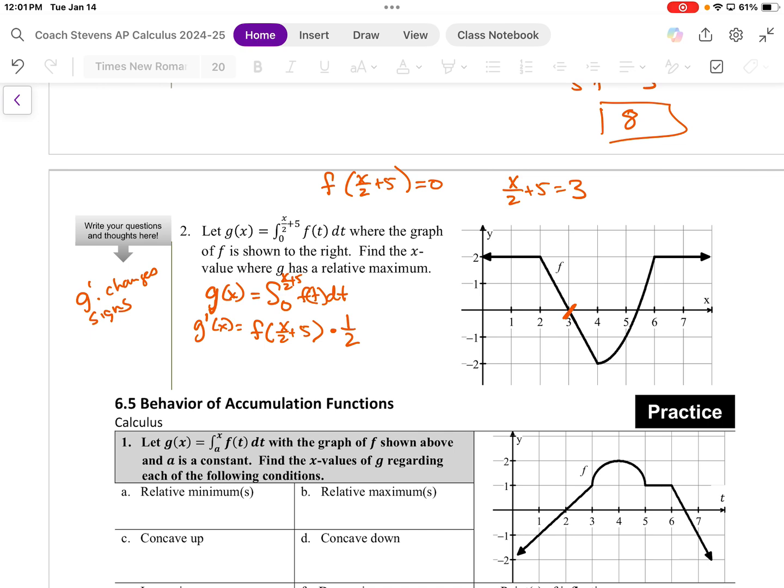So that would be x over 2 equal to negative 2. Multiply both sides by 2, and I get x is equal to what? Negative 4. So at x equals negative 4 is our x value where we have a relative max, based on that tweaking when they give us a function for the upper bound.